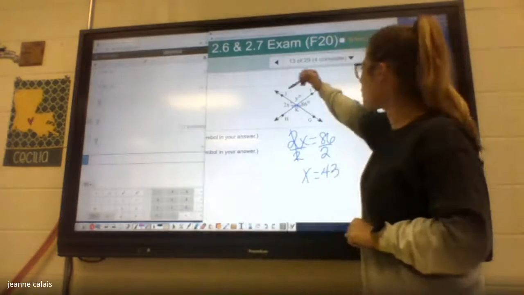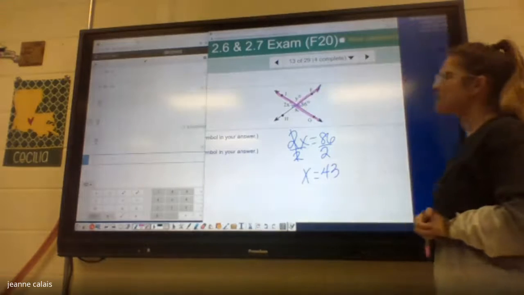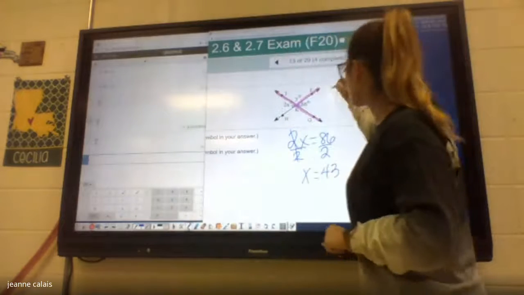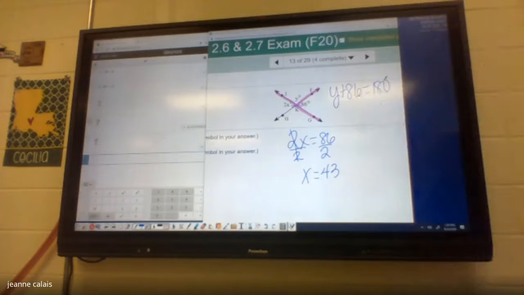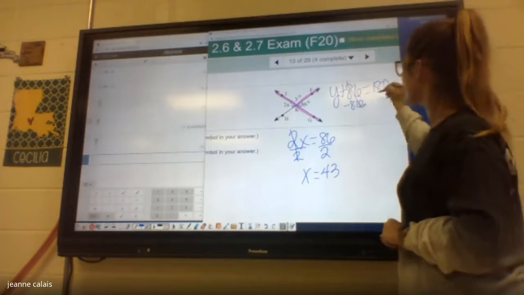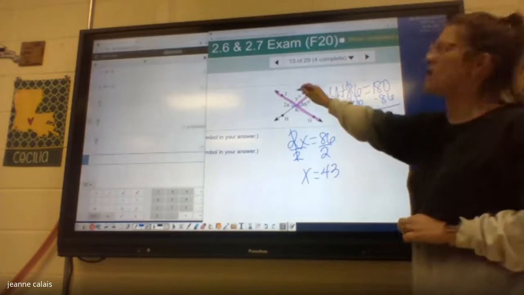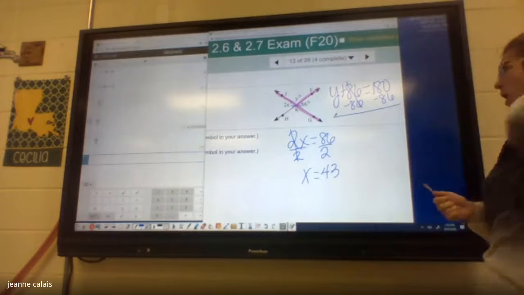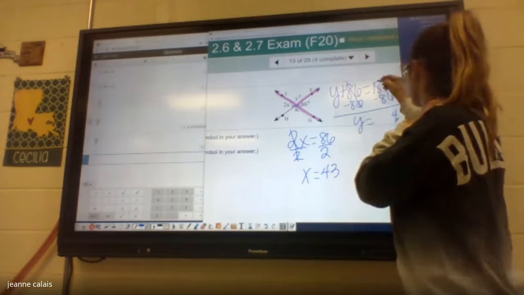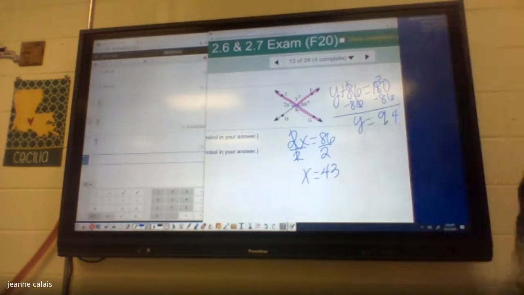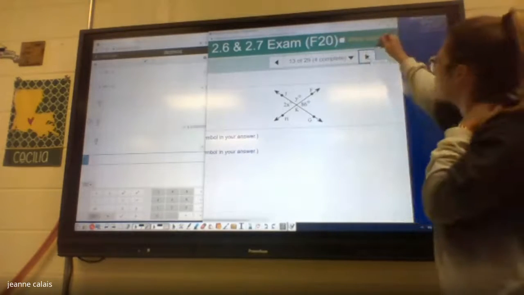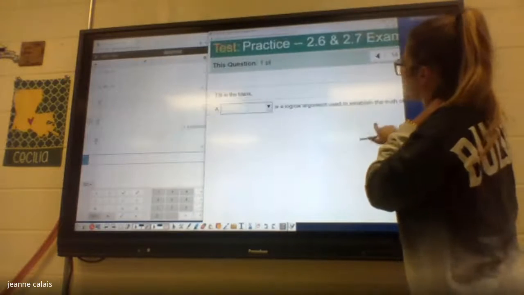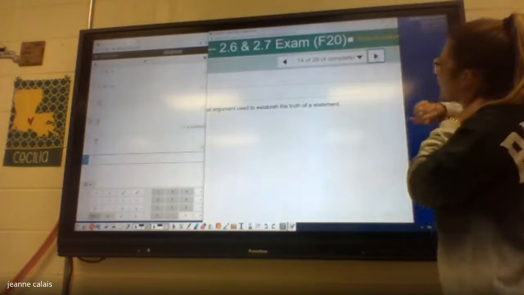Now, for y, you have supplementary angles, okay? So that means y plus 86 equals 180. If it helps, set up an equation. But all you're doing is 180 minus 86 because all you have is the variable y. So y equals 94. All you have to do for that one. Make sure you go over your vocabulary.